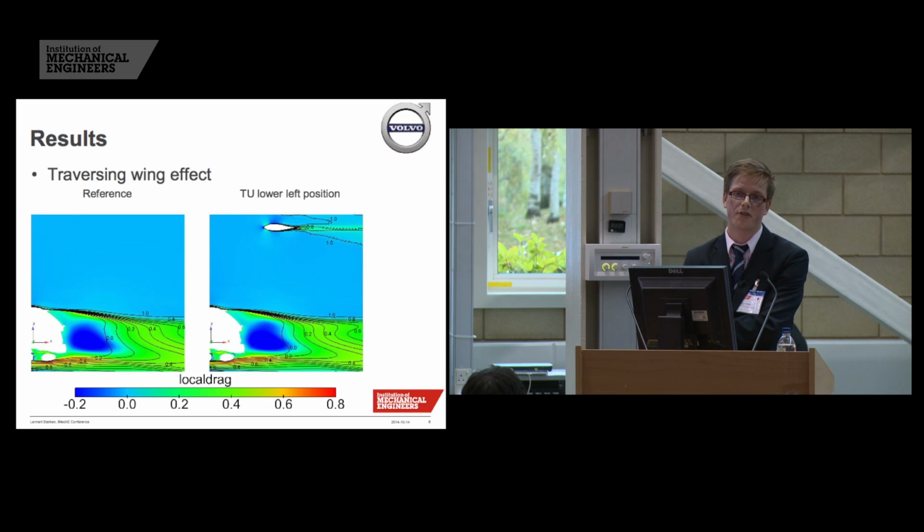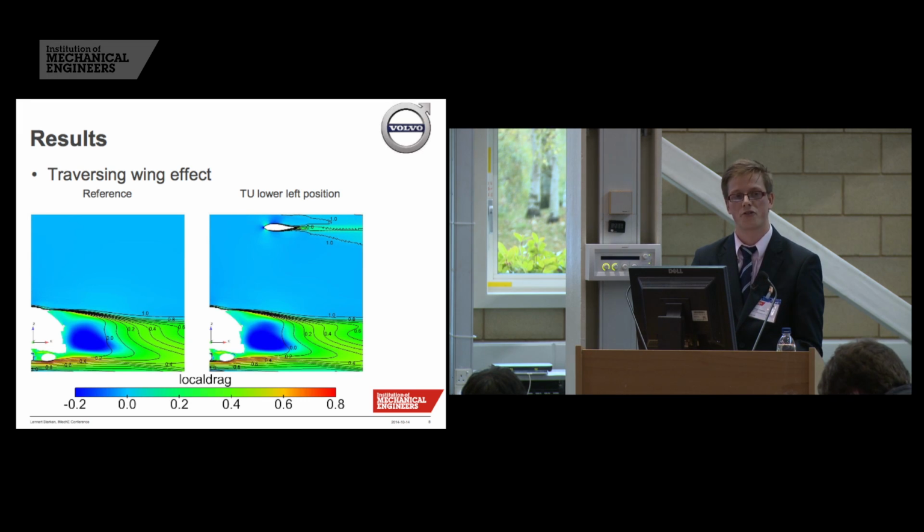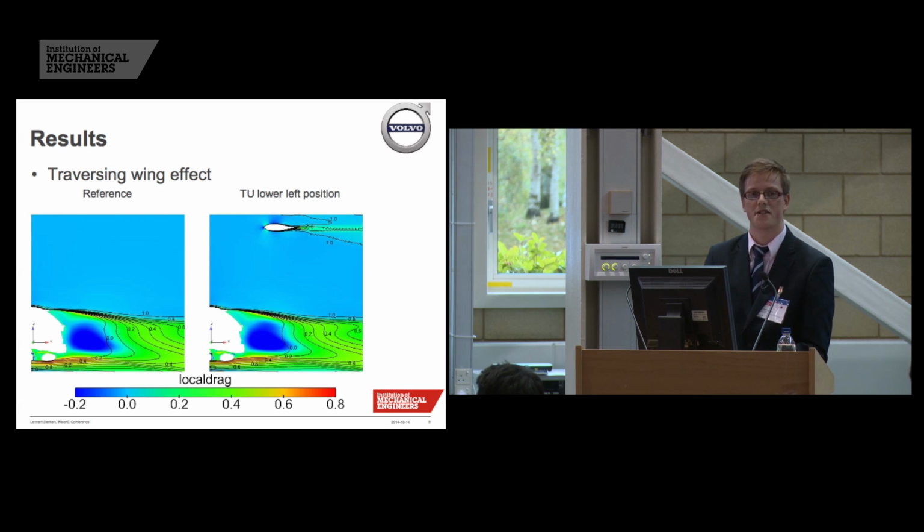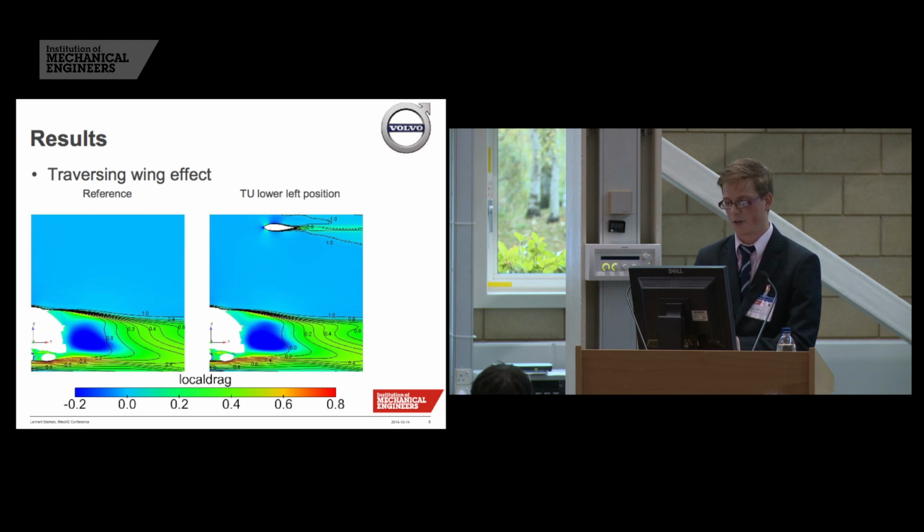So if we then start to look at whether there are any flow structure differences coming from the traversing unit, I'll split my results into a traversing wing effect, and later the sting. But first we start with the wing. On the left side I have the reference, which has no traversing unit present. And on the right side we have the traversing unit at the lower left position of the car.